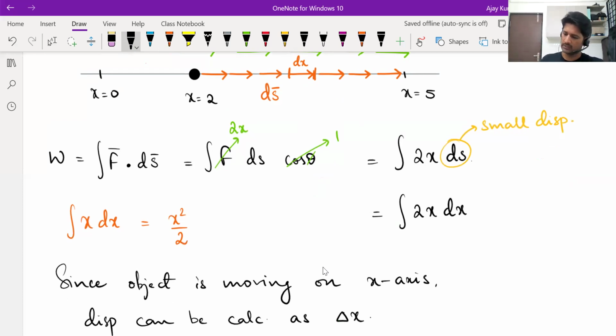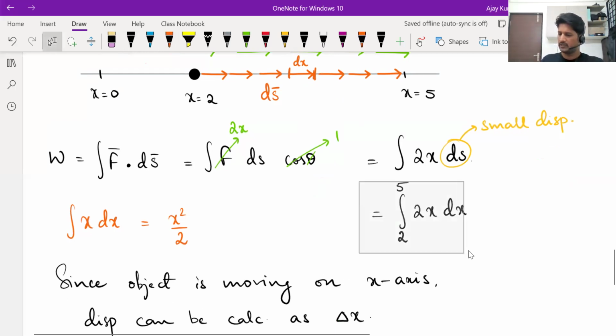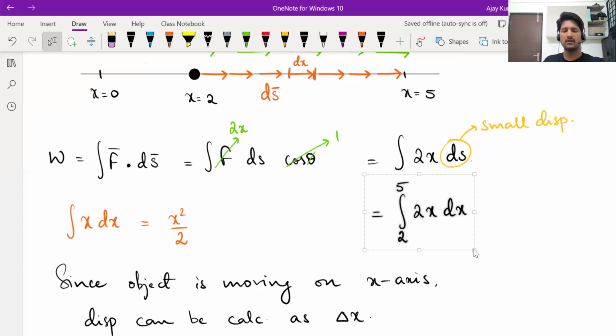And then you substitute limits. The object is moving from x equal to 2 to x equal to 5, I suppose. Yeah. So you will now need to integrate this. So did you all understand how we are replacing ds with dx and how it is reasonable to do so in this case? Any doubt in that? Okay.